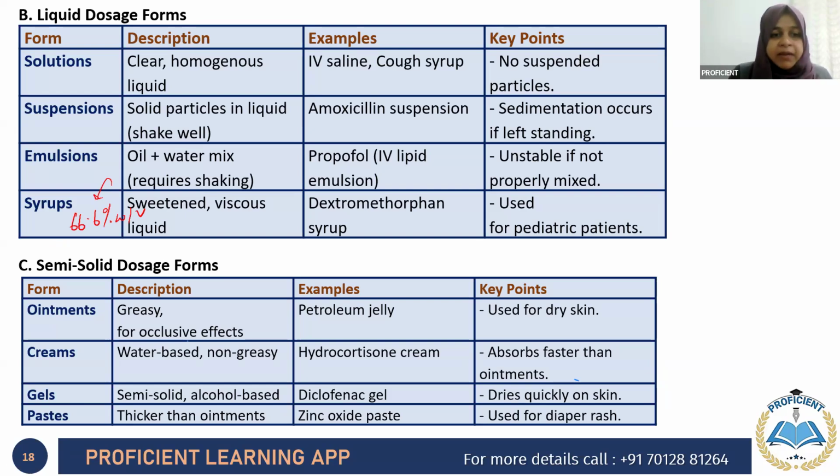Syrups are made by adding sugar to water. How much sugar? 66.6 gram of sugar in 100 ml of water, right? So it is a highly concentrated preparation. And that's why syrups don't need any sort of antimicrobial agent. Why? Because its viscosity is really high. Bacteria will not be able to thrive there.